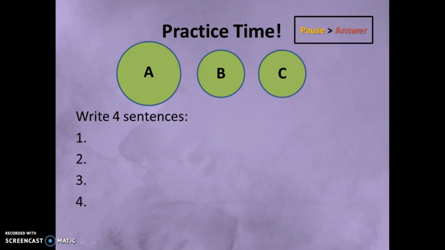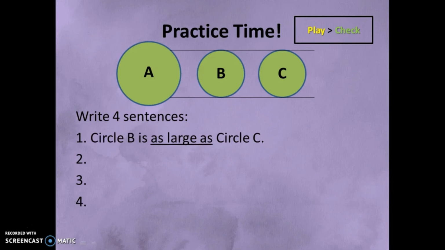So, here I've got 3 circles. I'd like you to write 4 sentences comparing the circles using as adjective as or not as adjective as. So, go ahead and pause the video and write your answers now. Welcome back. It's time to check your answers.